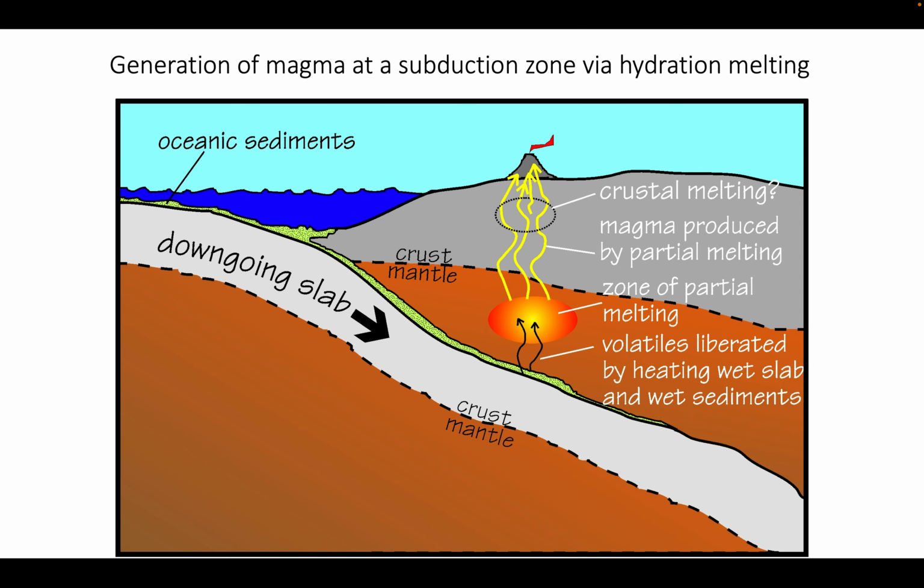In addition to generating earthquakes, subduction zones also produce volcanoes. And I showed you this figure last week in Module 2. So at subduction zones, magma is being generated via hydration melting. As the oceanic lithospheric plate is subducted beneath the continental plate, volatiles are released by heating the wet plate and sediments. This results in a zone of partial melting, shown here in the red, yellowish oval.